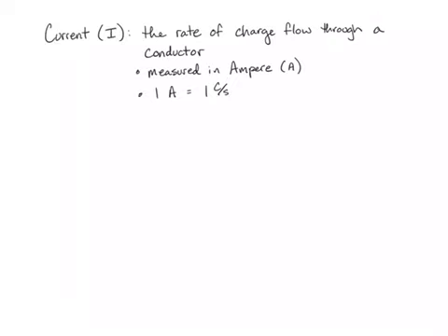So if we want to calculate the current going through something, it's a very simple calculation. It's just that I, the current, equals delta Q, which is the amount of charge that flows through a conductor, divided by t, the amount of time that it takes for that charge to flow through. So let's look again at our example of a battery and a light bulb.